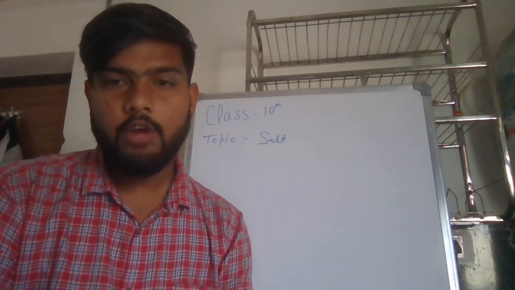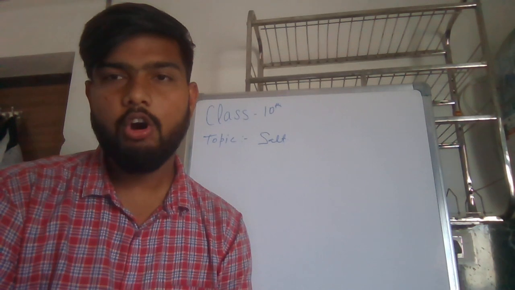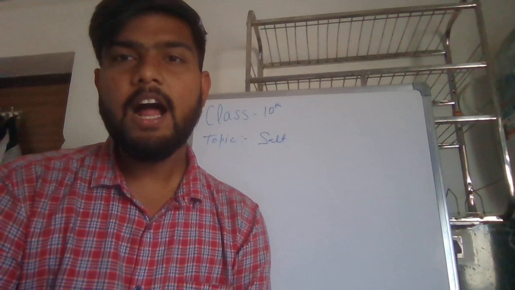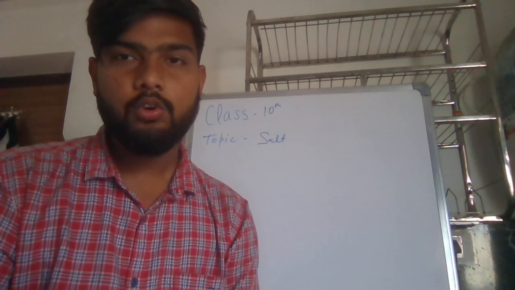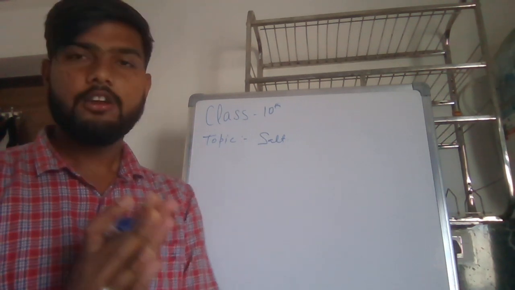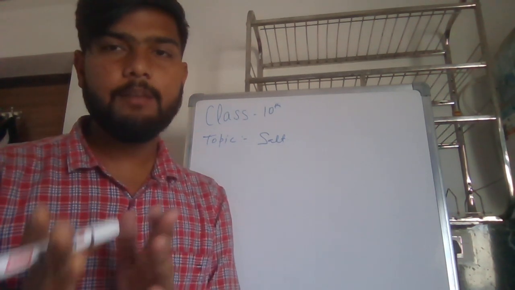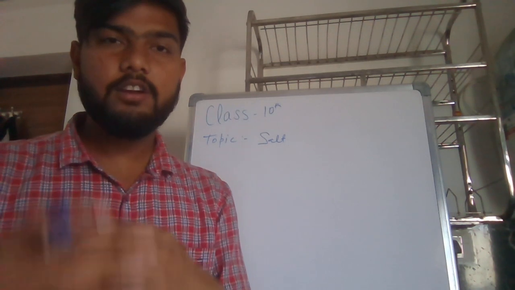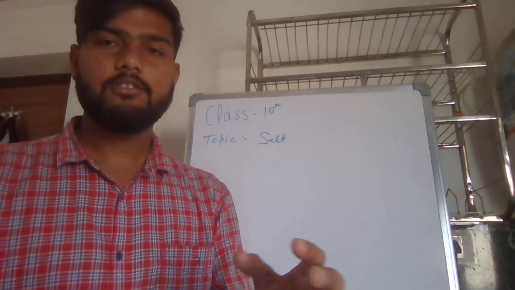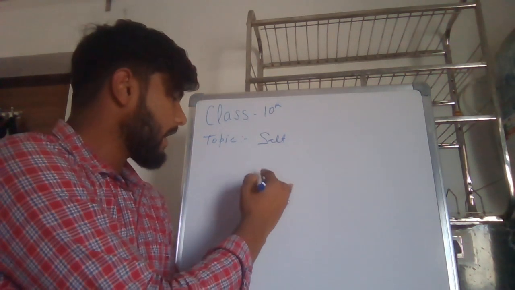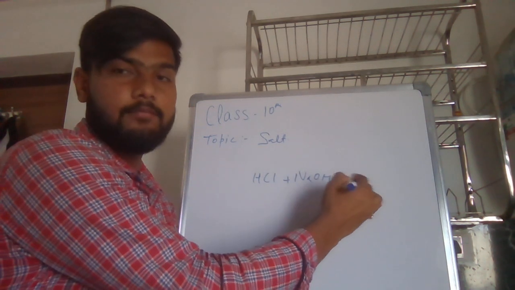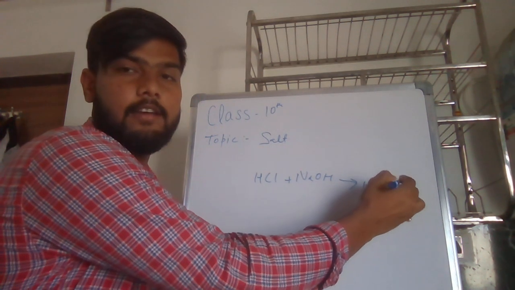Now you have to define salt in your own words. What do you understand by salt? I will make you understand what salt actually is. Salts are ionic compounds produced after the neutralization reaction between an acid and a base. For example, HCl plus NaOH becomes H2O plus NaCl.